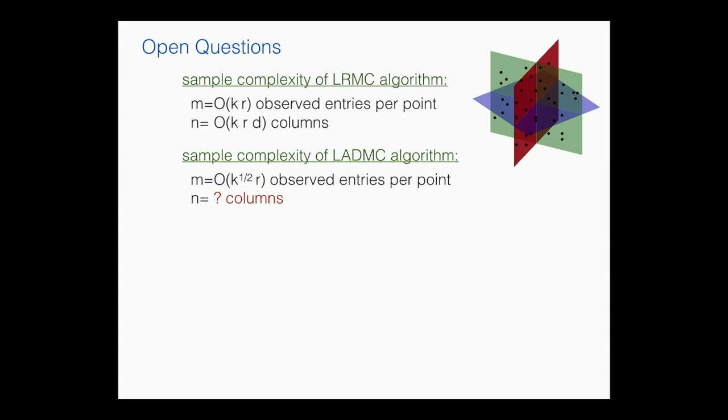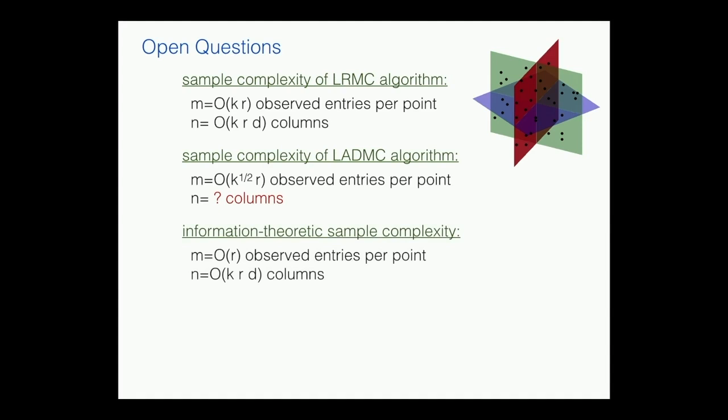I said the theorem that I presented just said if n is sufficiently large. We don't know exactly how large is sufficiently large, although experiments seem to suggest it doesn't need to be that large. But we haven't really nailed that down. Information theoretically, we actually do know, if you give yourself arbitrary time and computing power, you could solve this problem. You would only need to have about r samples per column, and you would only need about k times r times d columns. And so that is possible. There's enough information in the data if that is true, but there's no efficient algorithm that we know of recovering the matrix.